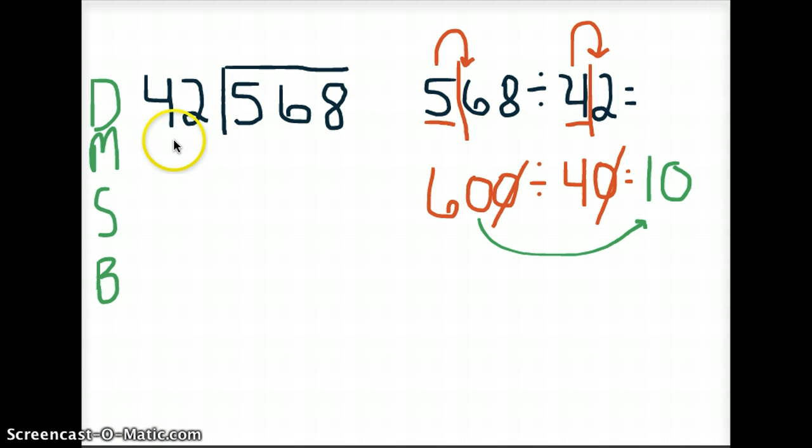Our next step is to ask ourselves, how many times can 42 fit into 5? It can't, because 42 is bigger than 5. We put a 0 up in our quotient, and we're still at division. We have to ask ourselves that division question again. How many times can 42 fit into 56?